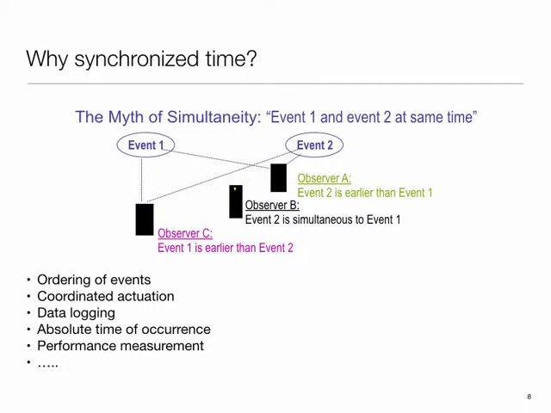Two nodes have to do something at the same time. Logging the data at different nodes and then reconciling it. For example, you are debugging, and one node says, I changed this variable at this time according to my local clock. The other node says, I did this at this time according to my local clock. You need to reconcile the two. Absolute time of occurrence: I need to measure the speed of a car, so I need to be able to figure out those things. Measuring performance. So there are lots of places where multiple nodes need to have a common notion of time.